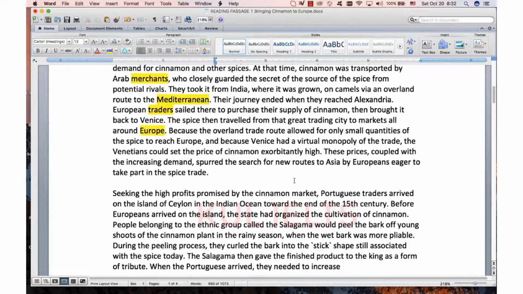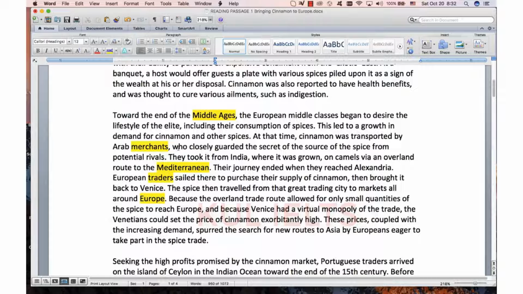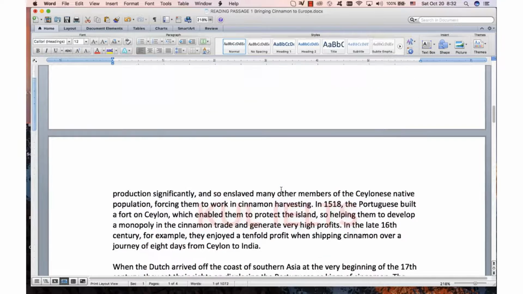Plurals and uncountables. The merchants closely guarded the secret. They took it from India, where it was grown, on camels to the Mediterranean. It can only be there. And there's our plural. They used camels.